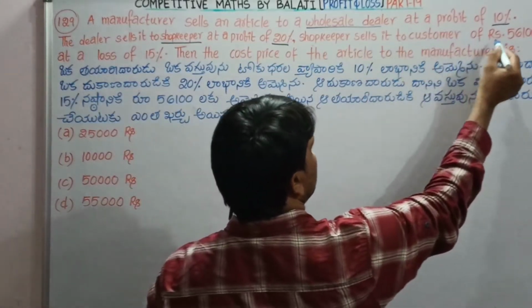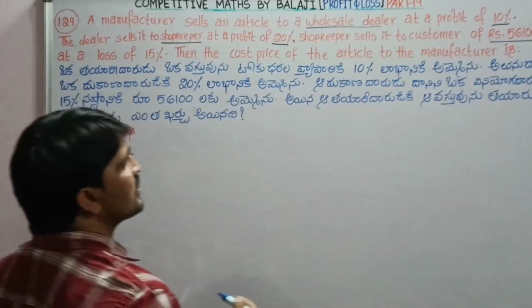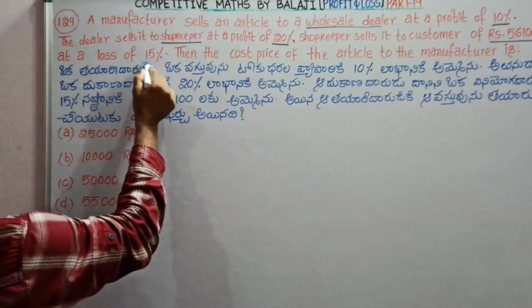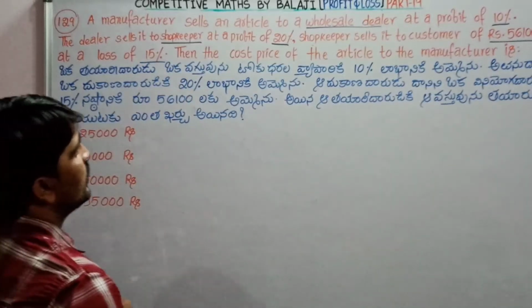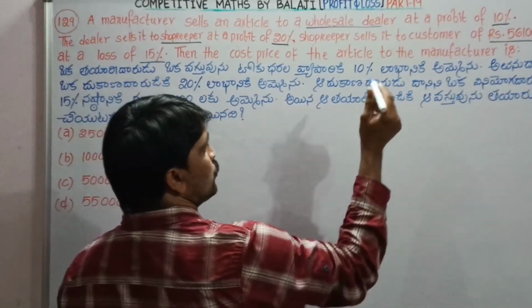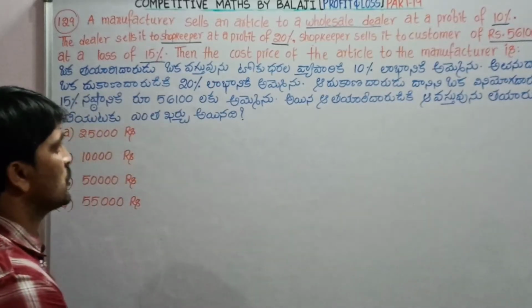Shopkeeper sells it to customer of rupees 56,100 at a loss of 15%. Then the cost price of the article to the manufacturer is dash.